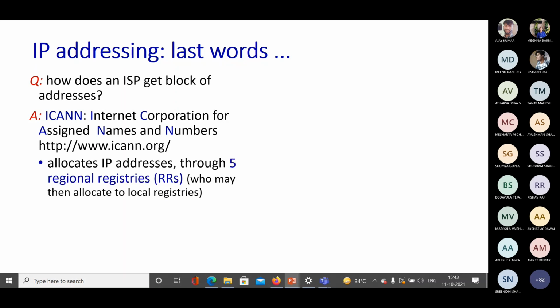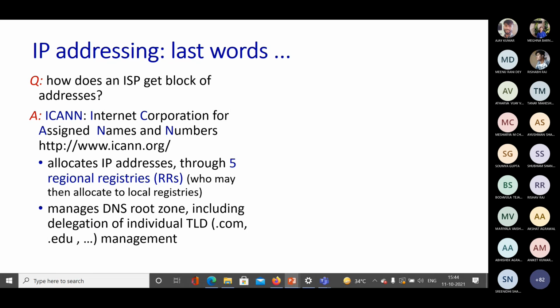So this association basically allocates IP addresses through 5 regional registries. It has regional registries and local registries, just a hierarchical maintenance for the different IP address blocks which are being given out to different ISPs. Depending upon the content in these, it gives out or allocates IP addresses to different ISPs.